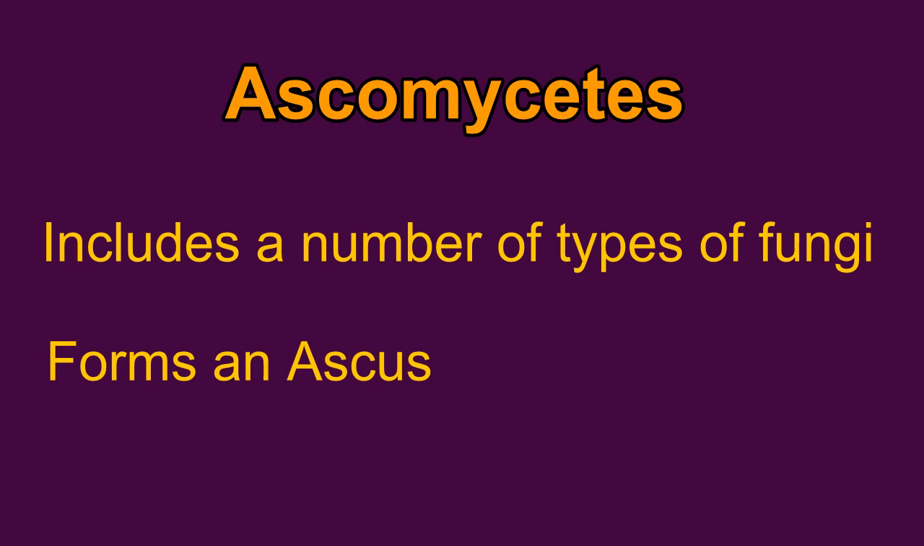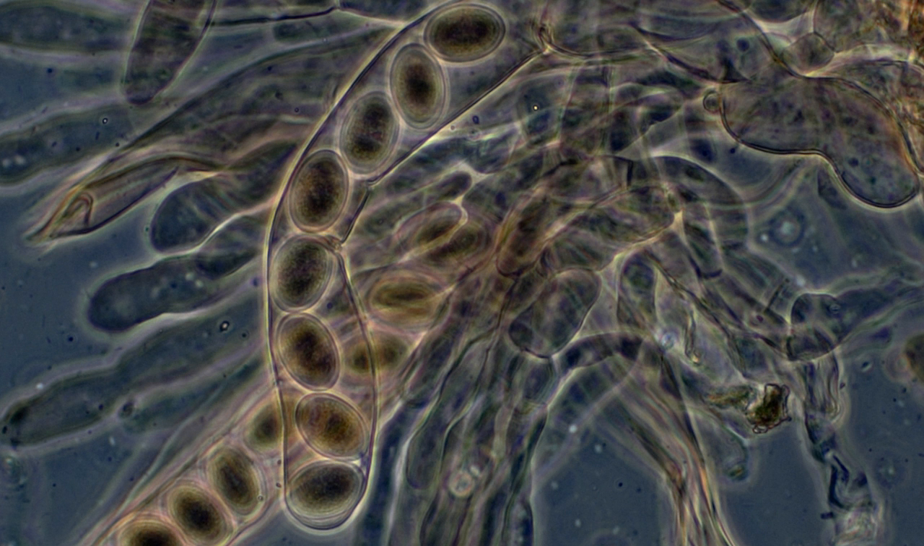Ascomycetes. This includes the unicellular yeasts, powdery mildews, cottony moulds and cup fungi. All ascomycetes form a reproductive structure called an ascus during sexual reproduction. An ascus is a sac which holds up to 8 haploid ascospores. Most ascomycetes reproduce asexually by means of conidia.